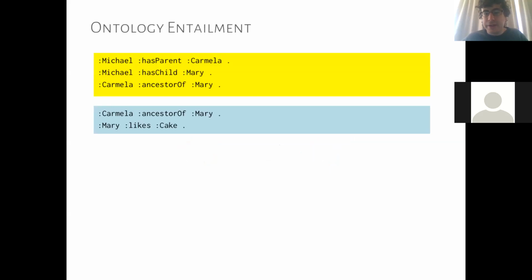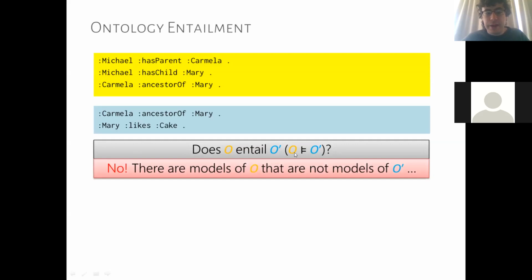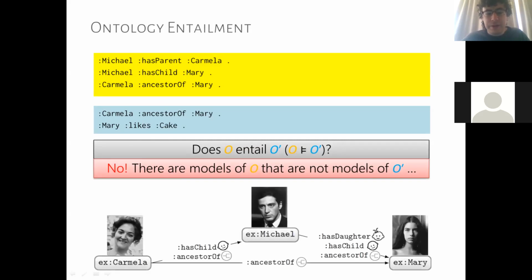So, ontology entailment, let's take maybe an example or two. Does O entail O prime? That's the question. In this case, no. Intuitively, let's have a look. We see that Mary likes cake, but we don't see anything here that might indicate that Mary likes cake. There's nothing from which this statement follows. The fact that Carmela is an ancestor of Mary doesn't appear to follow either. So there are models of O that are not models of the ontology O prime. And essentially here we have a model of O, some description that fits the ontology O. Michael has parent Carmela.